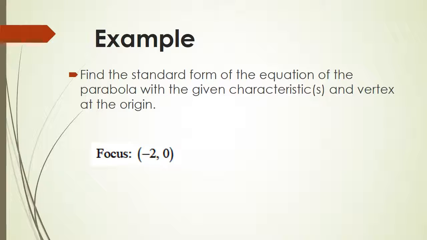Now you're going to find the standard form of the equation of the parabola with the given characteristics and the vertex at the origin. What I suggest you do, even though it doesn't say you have to sketch it, is actually make a sketch. I will draw an XY axis. I remind myself that the vertex is 0, 0, and I place that on there.